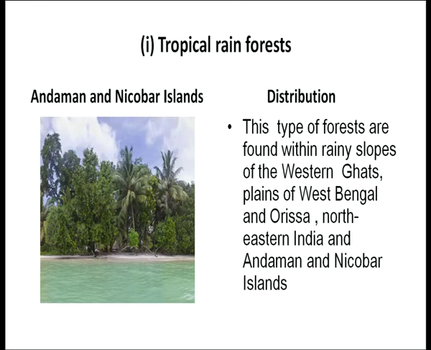The tropical rainforests are found within the rainy slopes of the Western Ghats, plains of West Bengal, Orissa, northeastern India, and the Andaman and Nicobar Islands.